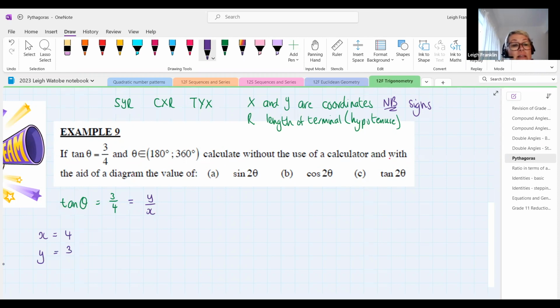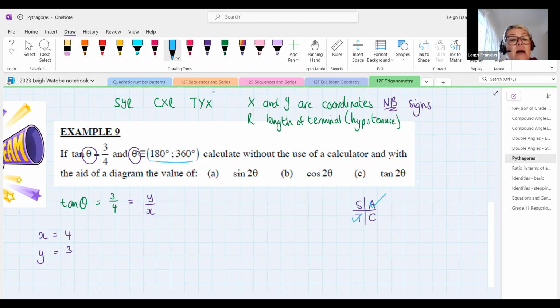They're telling us that angle theta, so the angle over here and this angle are the same. Angle theta is between 180 and 360. So tan theta is positive. Looking at our CAST diagram, we see that tan theta is 3 over 4, so it would be positive in quadrant 3 or in quadrant 1.